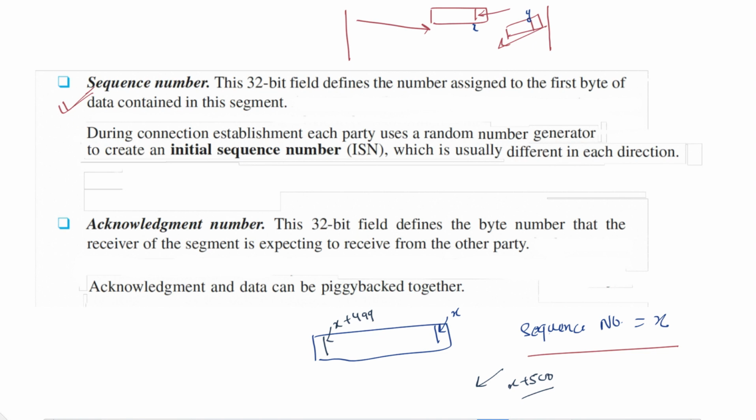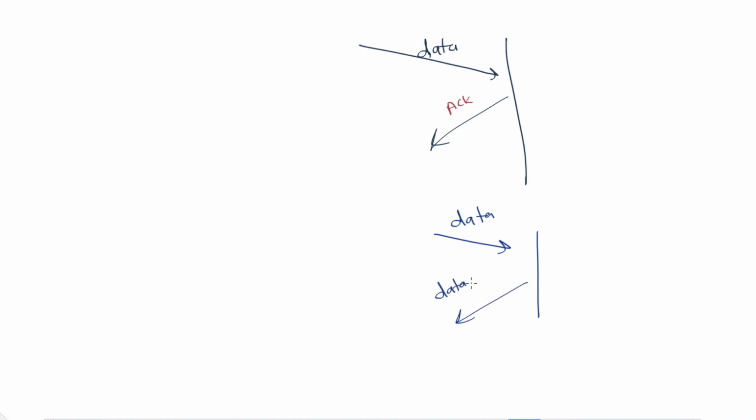Piggyback means what? See, this is full duplex, right? So whenever you receive some data, you have two options: either you want to send data or you do not want to send data. But anyhow, you have to send the acknowledgement, right? If you are only sending the acknowledgement, then this is not piggybacked. But if, once the data is received, you also want to send some data, then this acknowledgement is called piggyback, which means that within the data itself, you can also send the acknowledgement, which is a very nice feature.